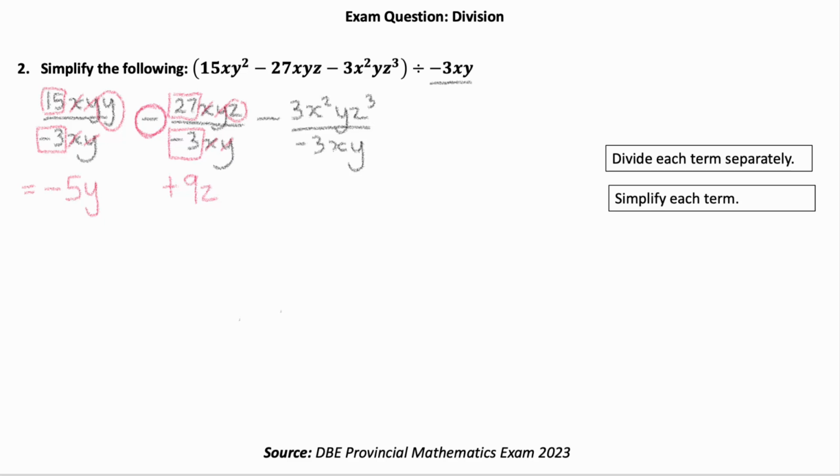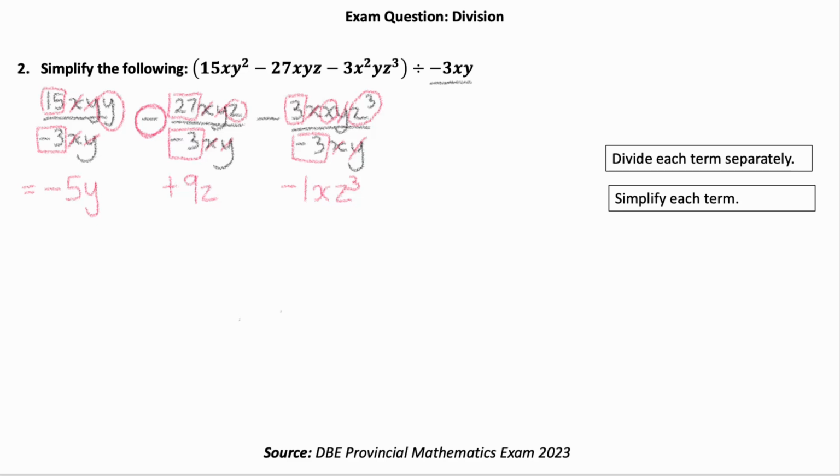Alright, let's move on to the third term. So here we have 3x squared yz cubed divided by negative 3xy. So first we are going to divide the numbers. 3 divided by negative 3 is equal to negative 1. Remember, x squared is the same as x times x. So I'm just going to add another x there. Now this x and this x will cancel out, so we are only left with 1x. This y and this y will cancel out, so we are left with z cubed.